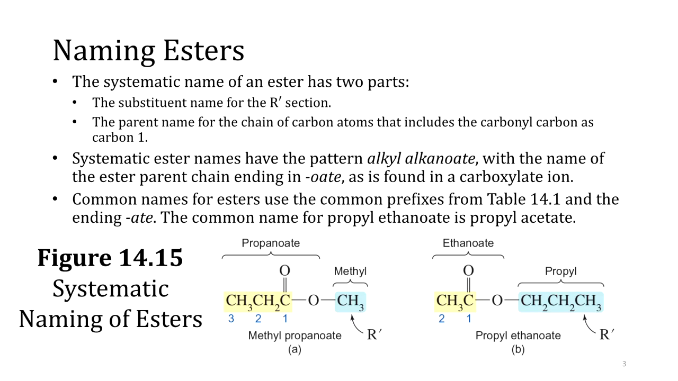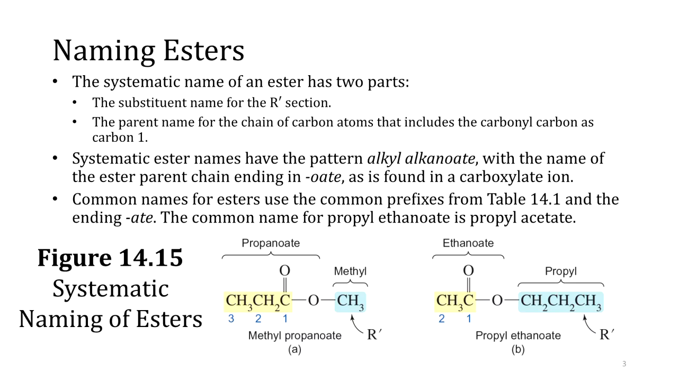There are common names for some esters, and they're in your text if you want to look those over. We won't focus on those. The common name for propyl ethanoate is propyl acetate. So I think ethanoate going to acetate or methanoate going to formate would be your primary modifications. But let's look at a couple of quick examples here.